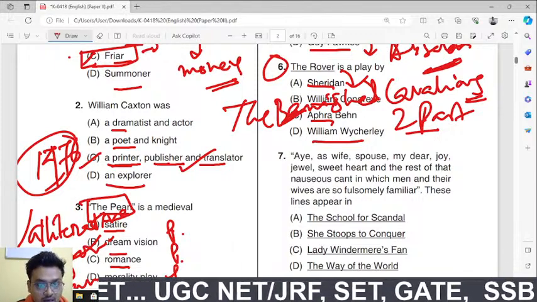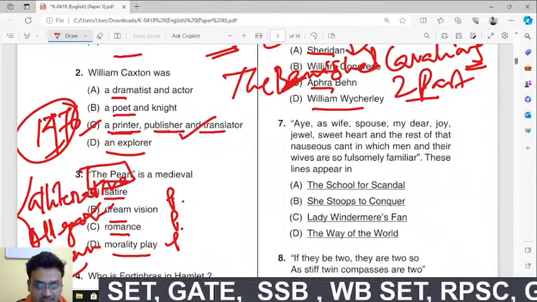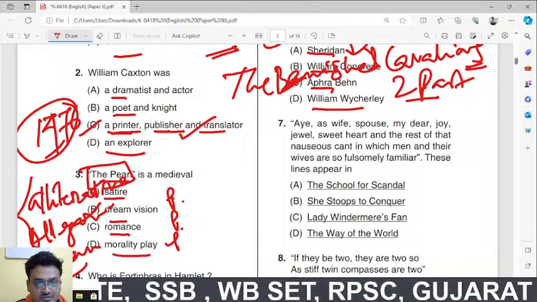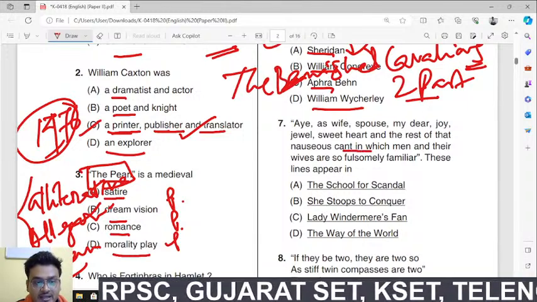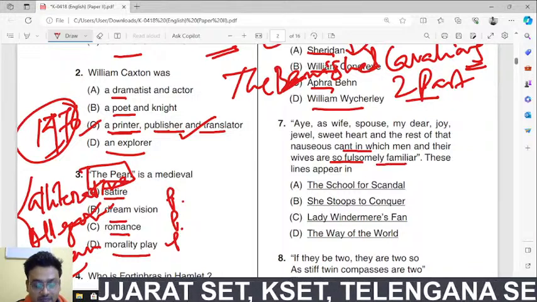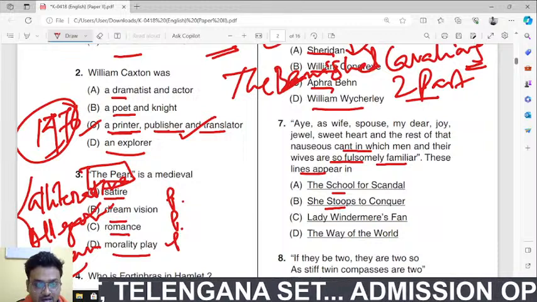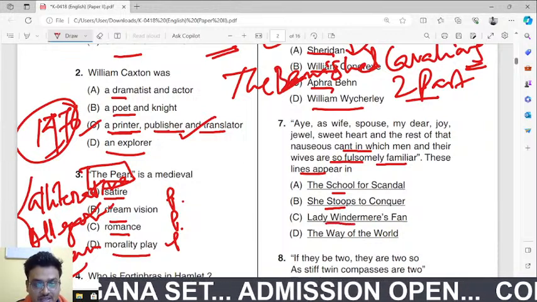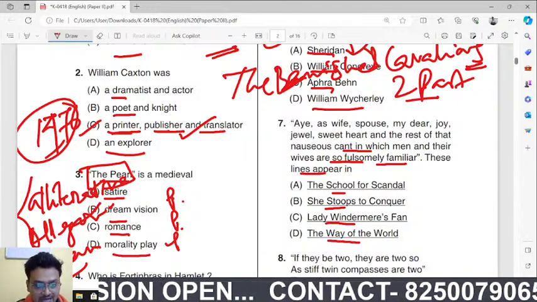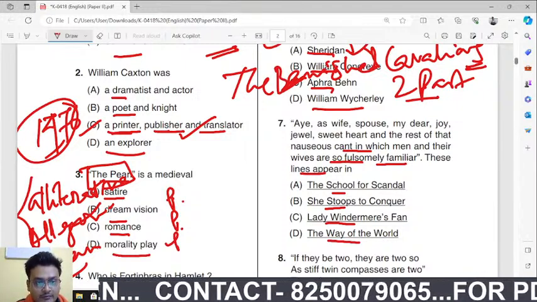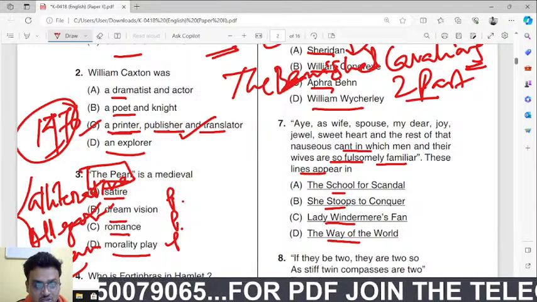Moving on to question number 7. I, as wife, spouse, my dear, joy, jewel, sweetheart, and the rest of that nauseous cant in which men and their wives are so fulsomely familiar. These lines appear in The School for Scandal, She Stoops to Conquer, Lady Windermere's Fan, and The Way of the World. Actually these lines are spoken in Act 4, Scene 5 of The Way of the World, where Millamant is speaking these lines to Mirabell.